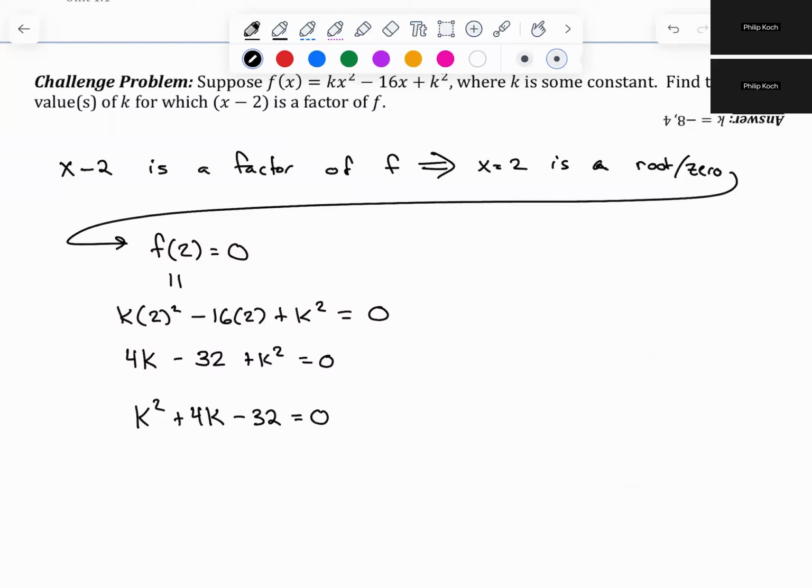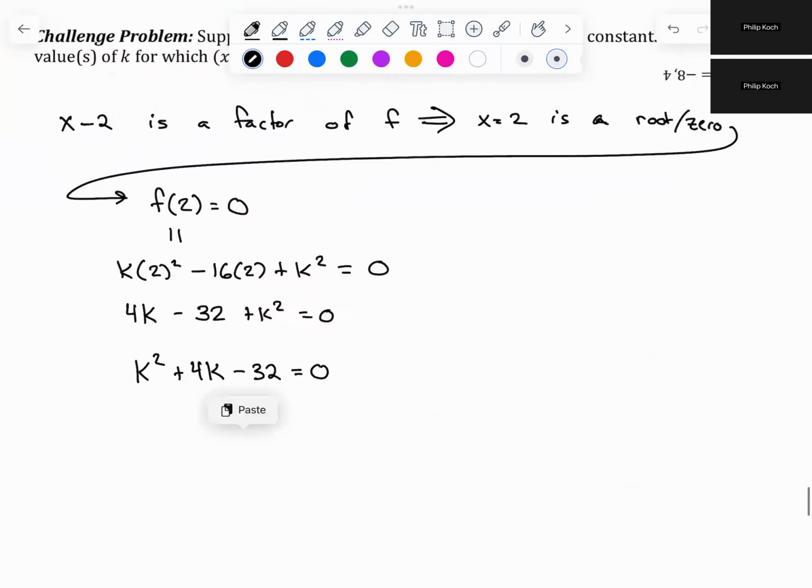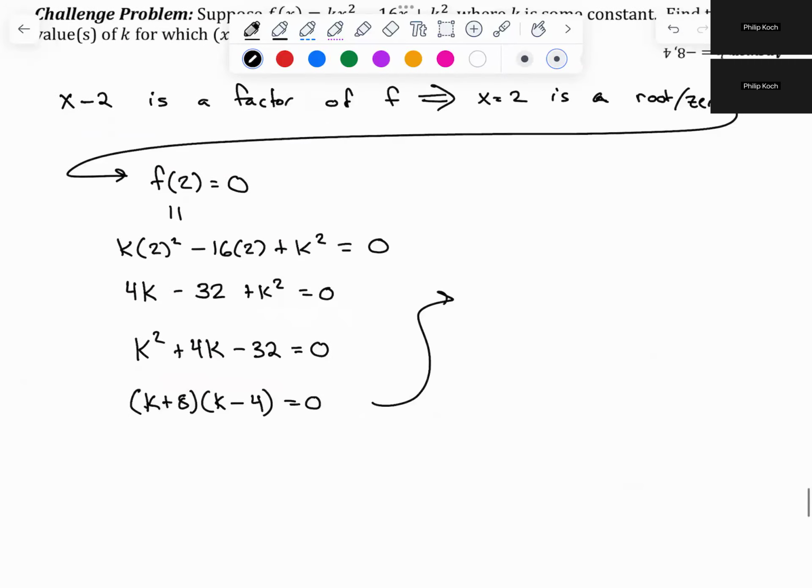And that is a polynomial, and we can factor that. We could use the quadratic formula if we're really strapped for time and don't want to spend the time factoring it, but this thing does factor rather nicely. It factors to k plus 8 times k minus 4. You can use whatever methods you want to factor that. You just need to find two numbers that multiply to negative 32 and add to 4, which would be positive 8 and negative 4. That gives us that k is equal to negative 8 and positive 4.